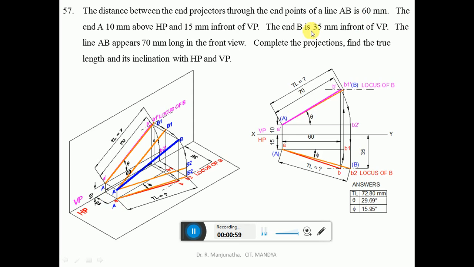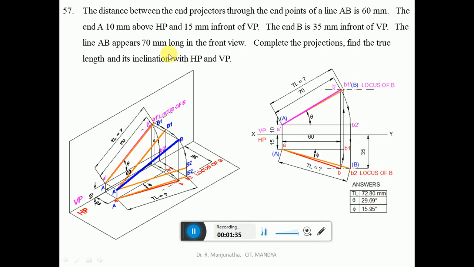Then the end B is 35 mm in front of VP. In front of VP will be seen in the horizontal plane. When you look from the top view, you can see the distance in front of VP here, so when projected, that point will be on HP. So from the XY line, you measure a distance of 35 mm and draw a horizontal dash-dot line, which will be 35 mm in front of VP in the horizontal plane. Then you write this as the locus of B in the top view.